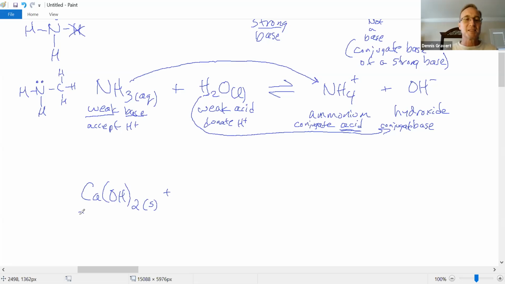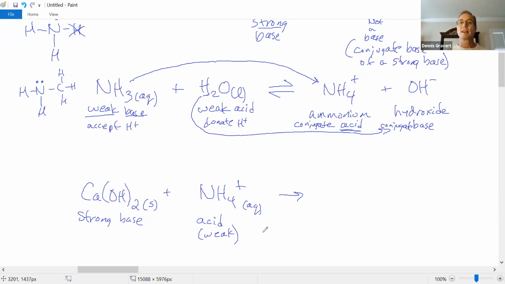Okay, so we know this to be one of the strong bases. And then, hey, why don't we use this acid here? It's right there. Why not? This is a conjugate acid. It's a weak acid. It's not one of the acids we have to memorize. It's not one of the 6. So let's predict the product.